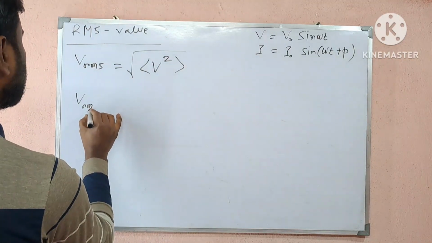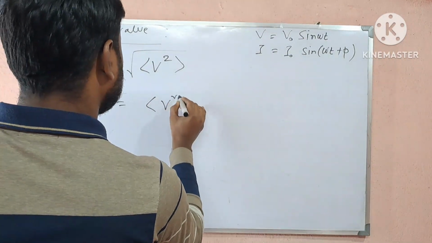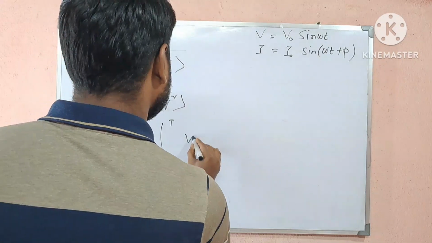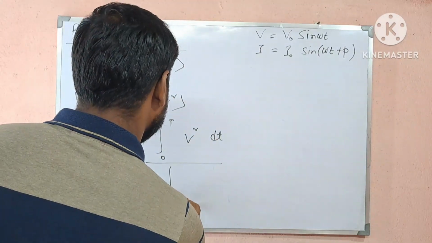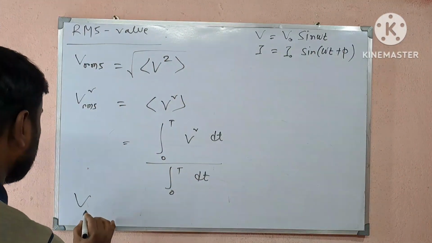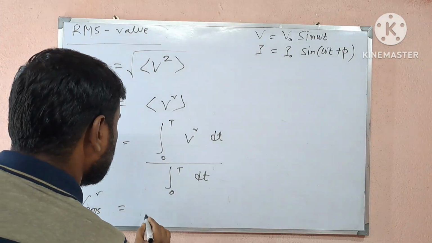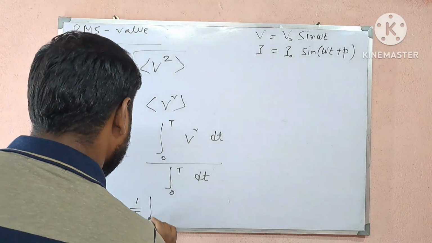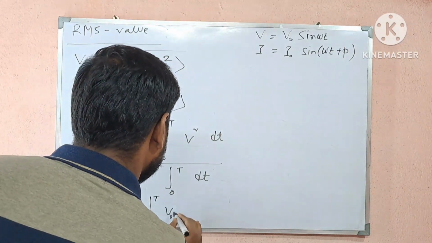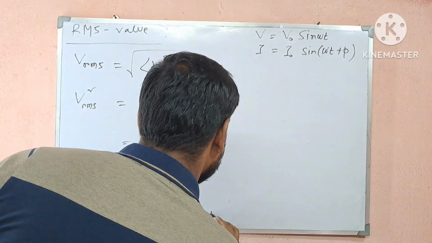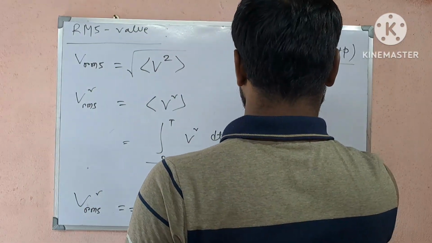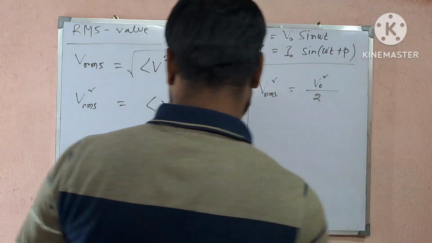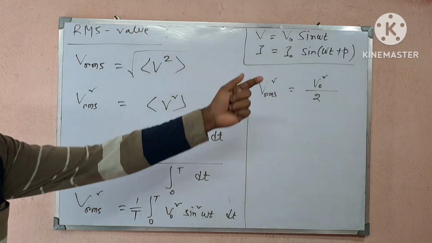So we can write VRMS square is equal to average of V square. So from here we can write integral 0 to T of V square dt divided by integral 0 to T of dt. After putting values, VRMS square, in the denominator there will be T, after putting the limit, and in the numerator that will be V naught square sine square omega t dt. So after calculation, VRMS square will be V naught square divided by 2. If we calculate it, then that value will be V naught square by 2.